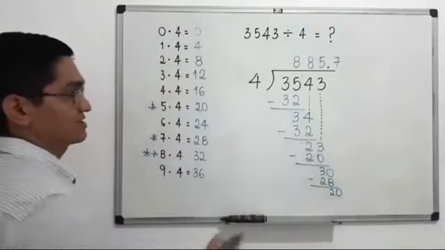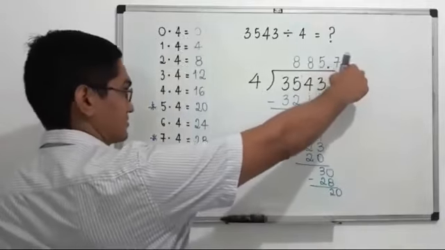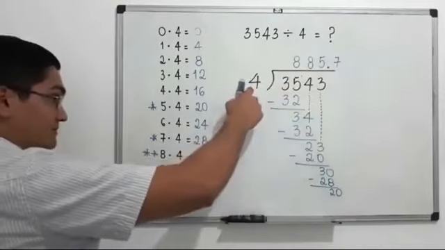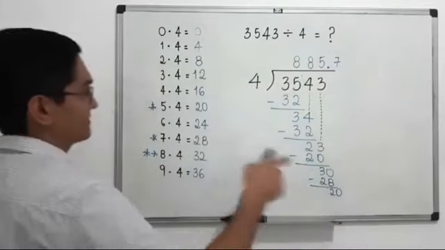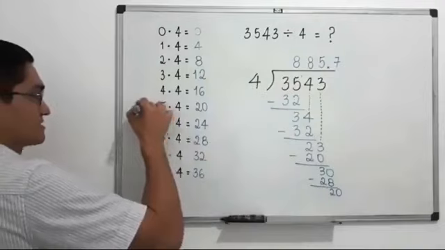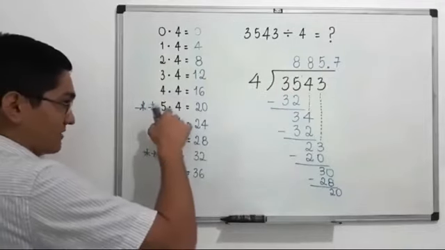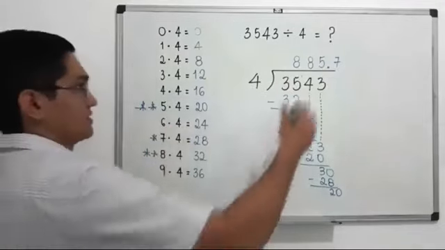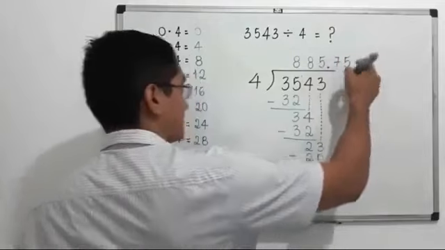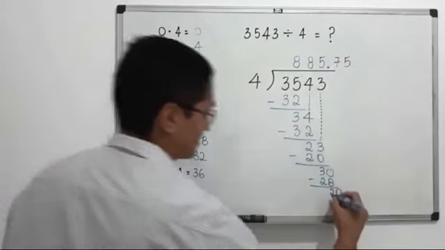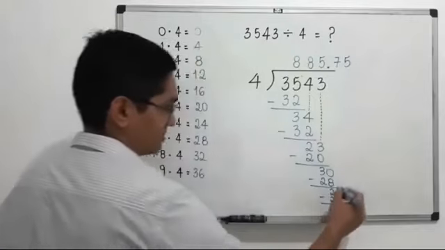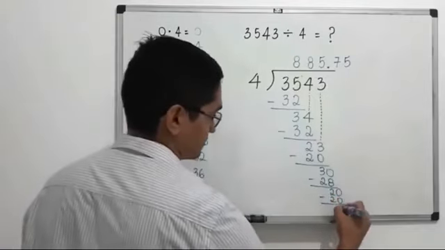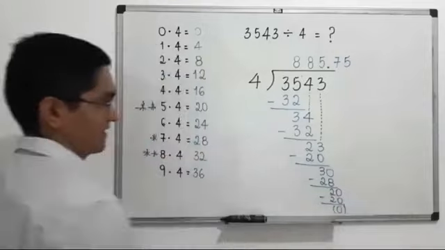And you ask the question, what number from 0 to 9 do you multiply by 4 to get 20, or almost 20, but not more than 20? That number you will say is 5, because 5 times 4 equals 20. So you write 5 here, 5 times 4 equals 20, you write 20 here, and then you subtract, and 20 minus 20, 0. You have nothing more to divide.